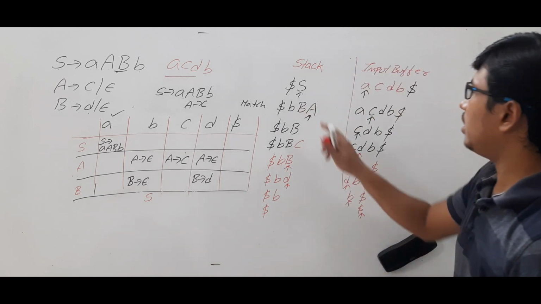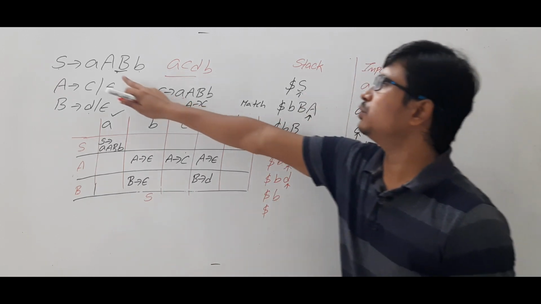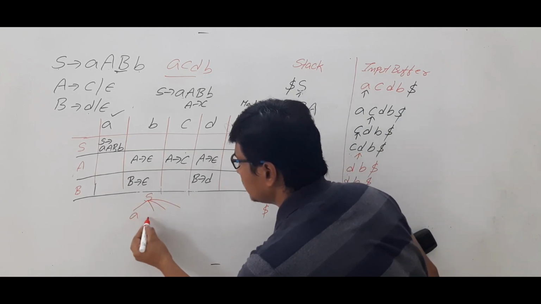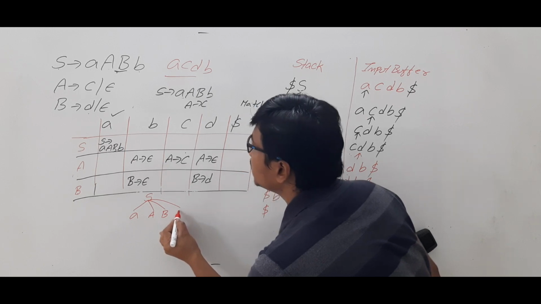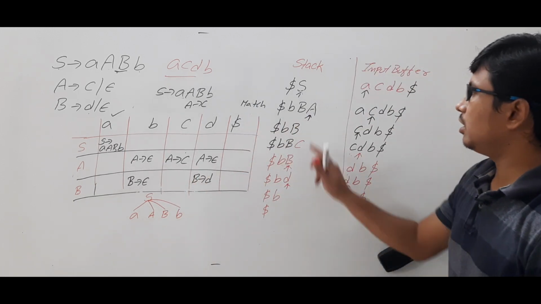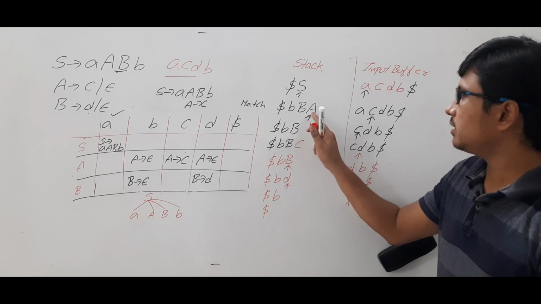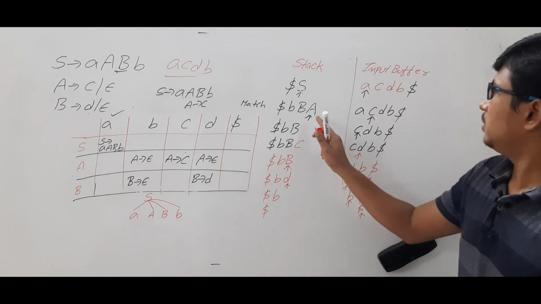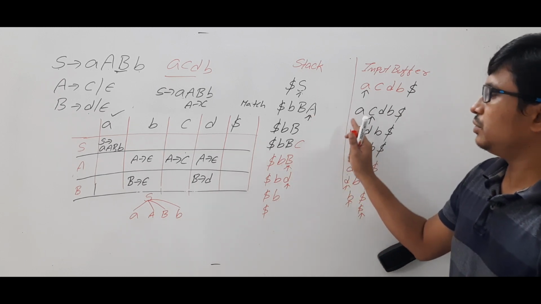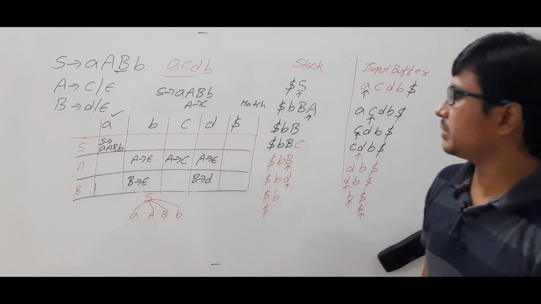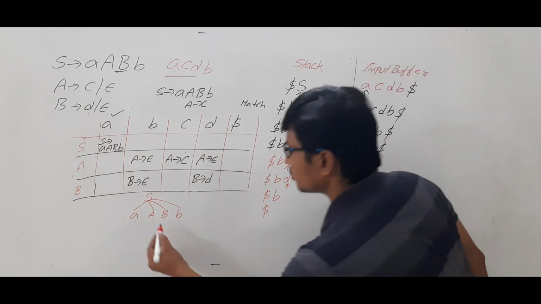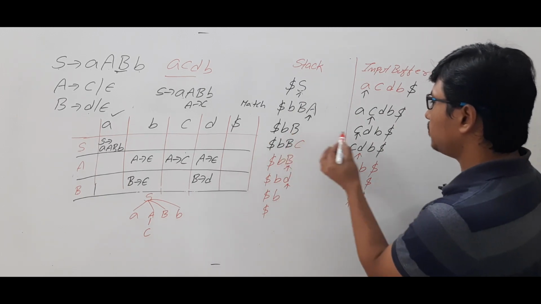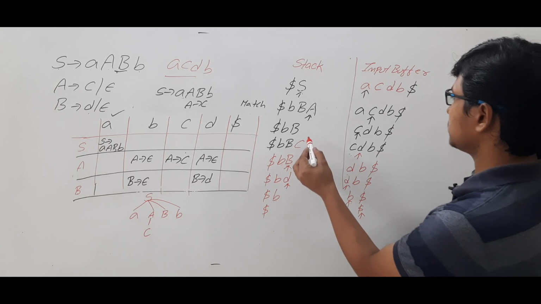Now S on a, what happened? You used this production, so you will get A, B, B. Is it clear? Are you able to understand? Next you have looked at this A. A on a, which production have you used? A on a, you used the production A derives C. Am I right or wrong? So from A, you are deriving the C. Is it clear?